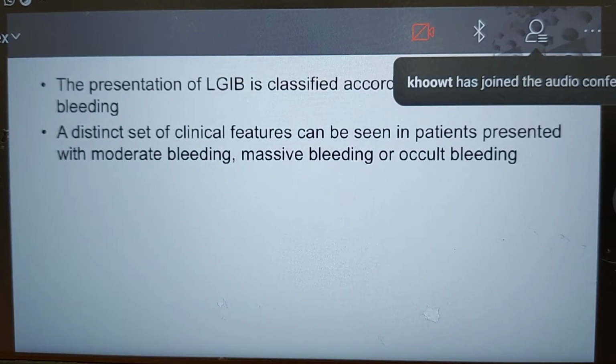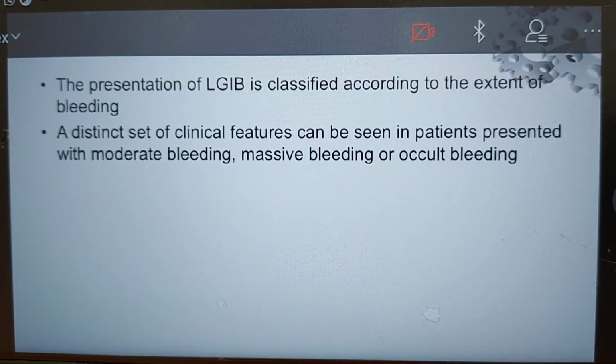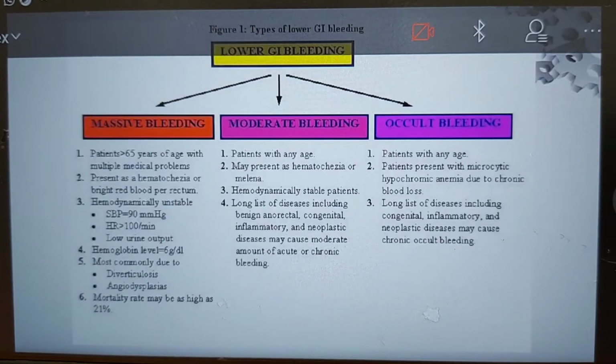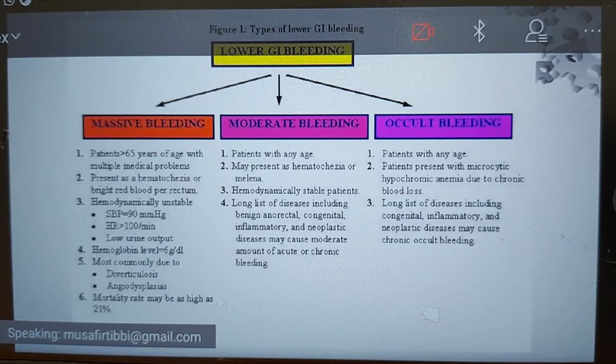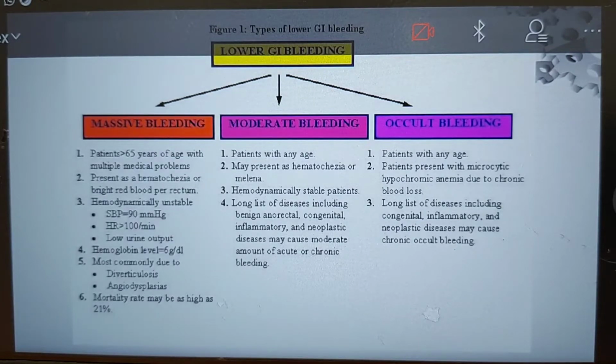The presentation of lower GI bleed can also be classified according to the extent of the bleeding, which are moderate bleeding, massive bleeding, or occult bleeding. If a patient presents with massive bleeding, it is normally a patient more than 65 years old, with multiple comorbidities or medical problems. They present with hematochezia, which is the passage of fresh blood through the anus. Because of the massive bleeding, the patient will be hemodynamically unstable. Signs are, for example, hypotension, tachycardia, or tachypnea. This I will explain later as well.